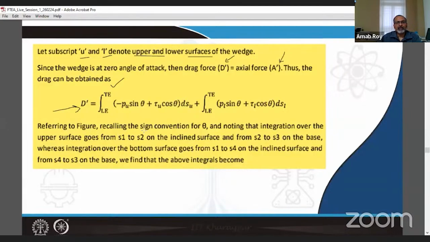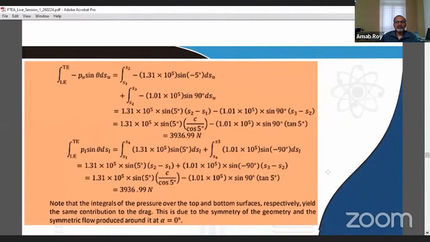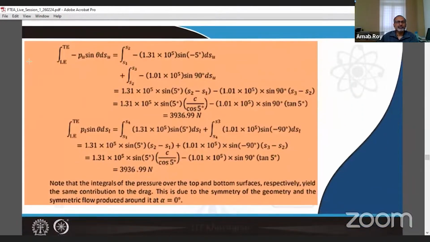Now, again, we have to be careful about sign convention for theta. When we are integrating over the upper surface, for example, we go from S1 to S2 on the inclined surface, followed by S2 to S3 on the base. And while we go along the bottom, we go from S1 to S4 along the inclined surface and S4 to S3 on the base. So you have to be a little careful when you work out these integrals so that the limits are put properly and the orientation of the surfaces in terms of angles are accounted for properly.